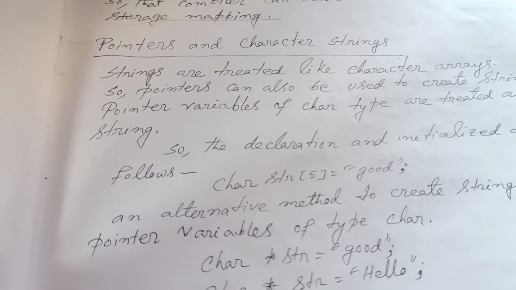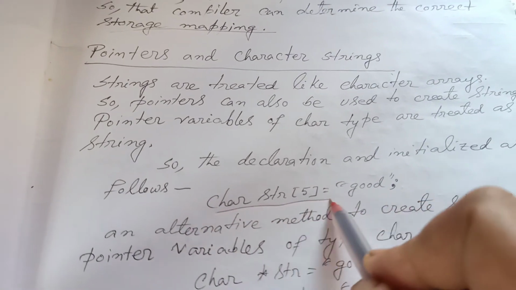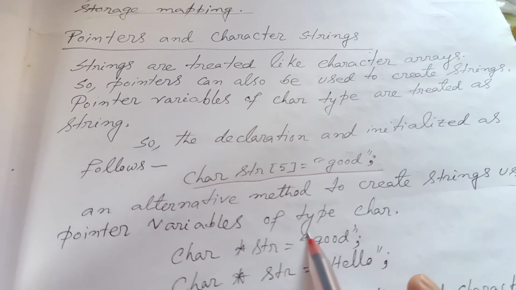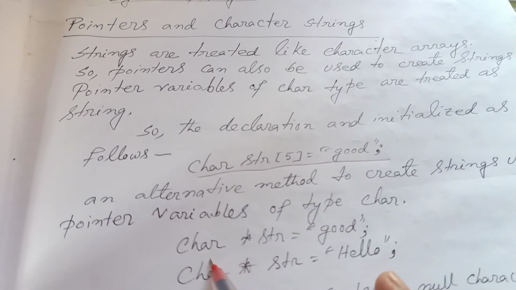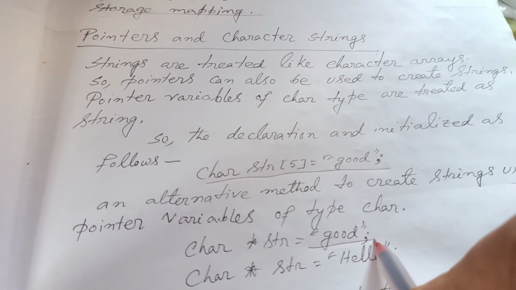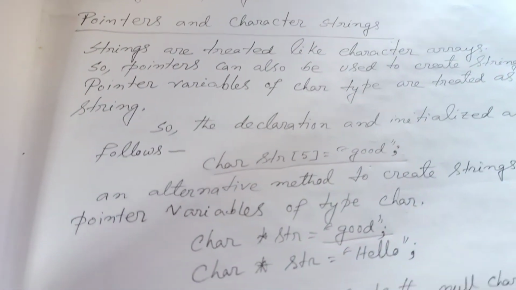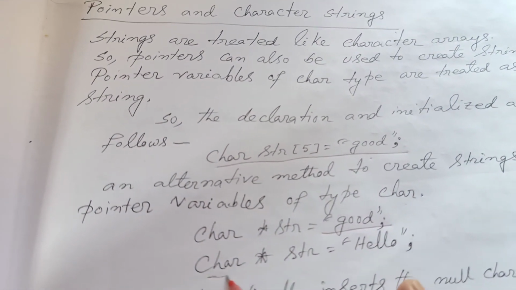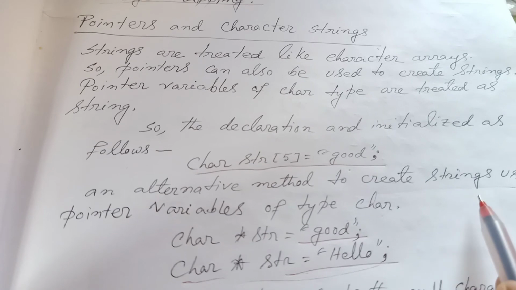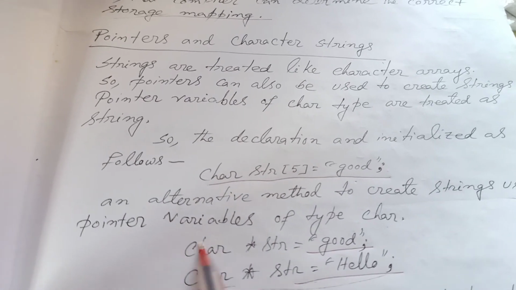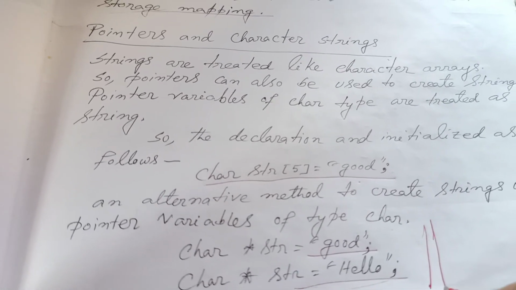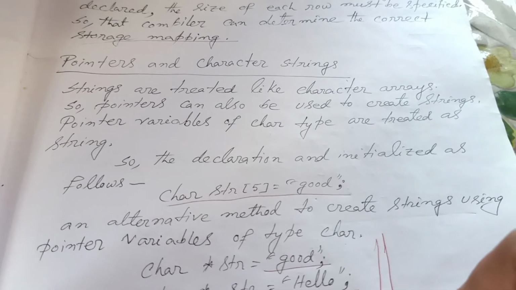char str[5] = "good", we have declared. So an alternative method to create a string using a pointer variable of type char is char *str = "good". You can declare it instead of this. Or another example, char *str = "hello". You can create strings using pointer variables. So this is the declaration of how we are using pointers to create strings.